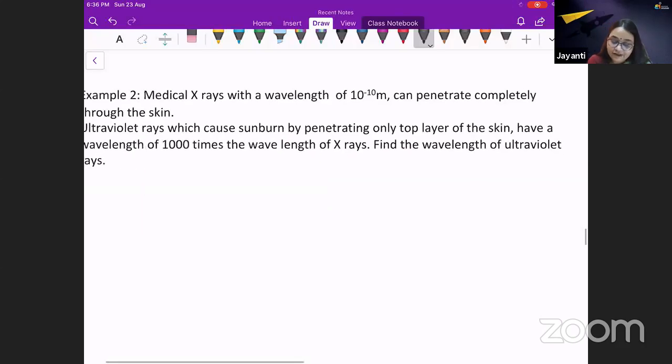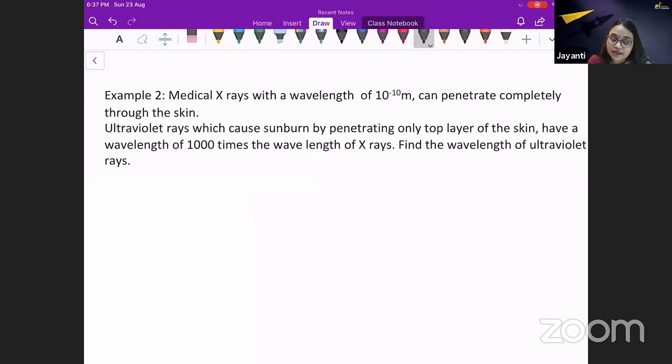Medical X-rays have a wavelength of 10 to the power of minus 10 meters and can penetrate completely through human skin. Ultraviolet rays, which cause sunburn by penetrating only the top layer of the skin, have a wavelength of 1000 times the wavelength of X-rays. Find the wavelength of ultraviolet rays. So we need to find the wavelength of ultraviolet rays.